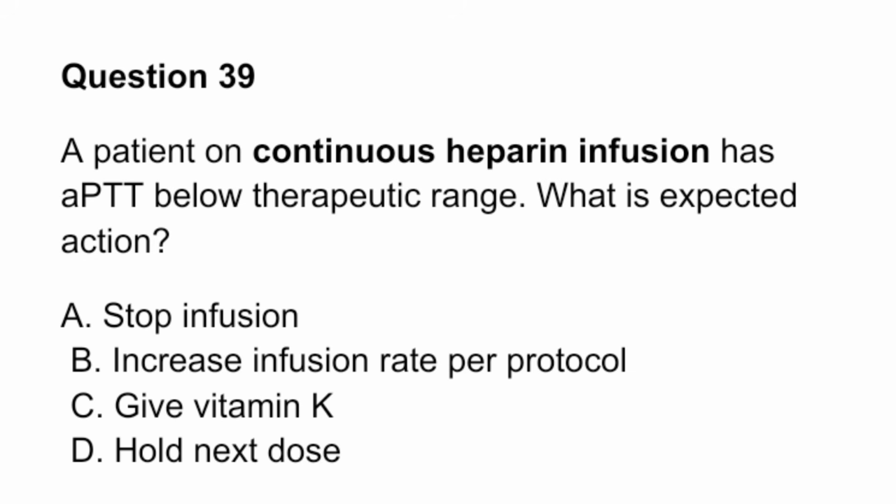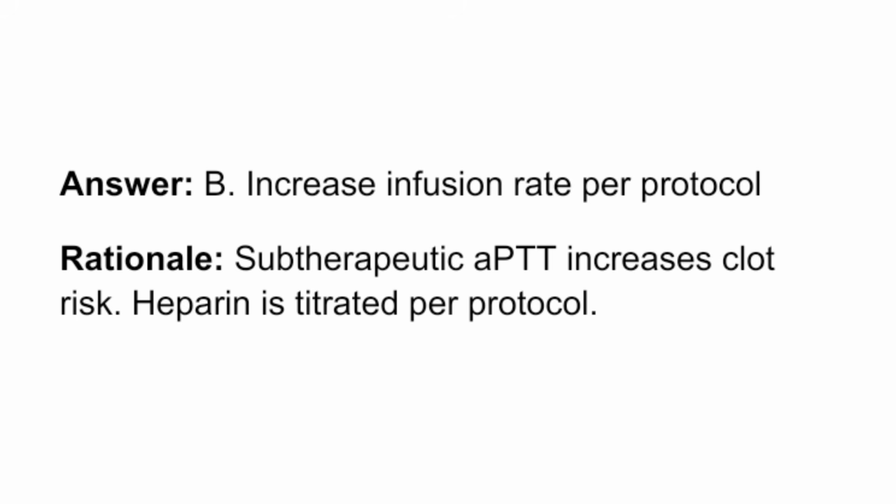Question 39. A patient on continuous heparin infusion has APTT below therapeutic range. What is expected action? A. Stop infusion. B. Increase infusion rate per protocol. C. Give vitamin K. D. Hold next dose. Answer. B. Increase infusion rate per protocol. Rationale: subtherapeutic APTT increases clot risk. Heparin is titrated per protocol.